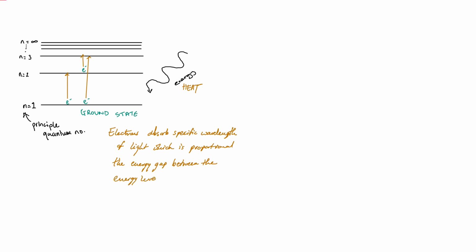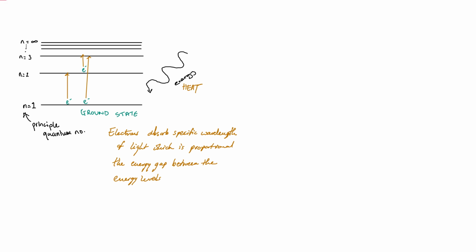So the higher, the greater the jump, if you like, so this electron here moving 2 energy levels up is going to need more energy than this one here. Therefore, we would start to see that it will absorb a high frequency, small wavelength light, in order to promote itself to a higher energy level. So electrons absorb specific wavelengths of light, which is proportional to the energy gap between energy levels.